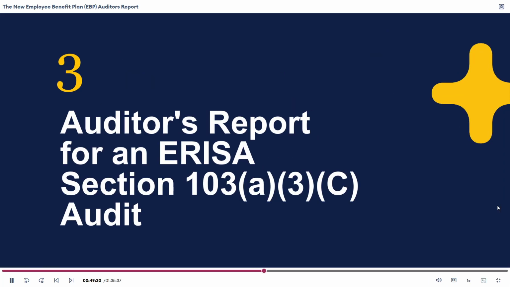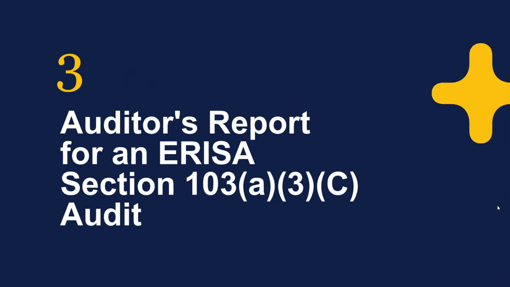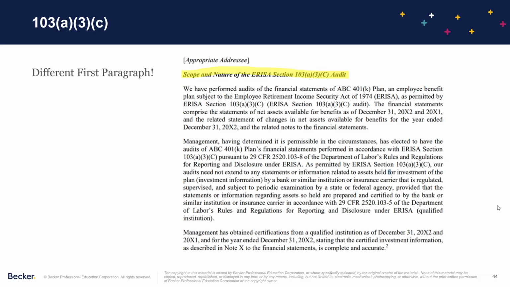All right, so that was our basic audit report for what was formerly known as a full scope audit. Now we're going to talk about the new ERISA Section 103(a)(3)(C) report, previously called the limited scope report. Here we're going to have a brand new order. The opinion will not be first. In fact, the scope and nature section is required to be placed first, followed by a two-part opinion and a new basis for opinion, along with enhanced management and auditor responsibility sections. So this report looks very different.